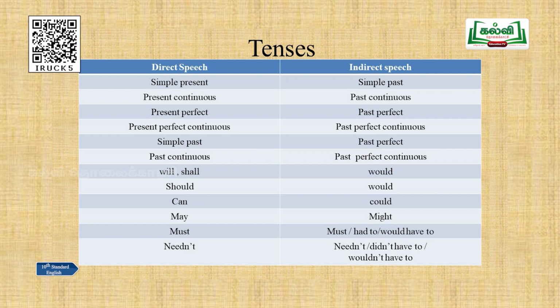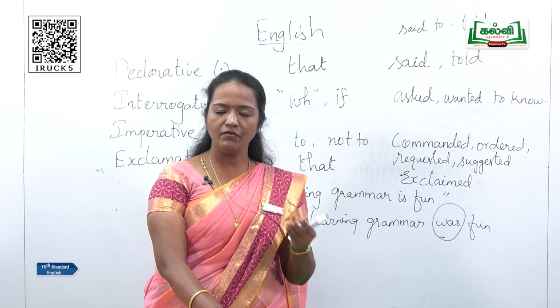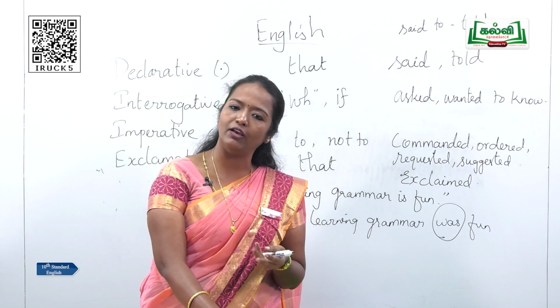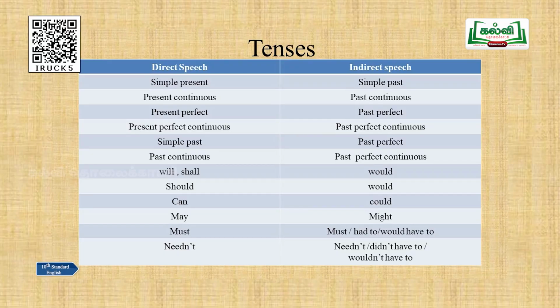Will and shall will become would, should will become would, can, could, may, might, must will become either must or had to, would have to. If it is an obligation, you will have to change it into had to. And when we are referring to future action, we will have to use would have to. And needn't becomes needn't, it can remain the same, or didn't have to when we are talking about past, and wouldn't have to when we are talking about future. So these are the changes that happen when it comes to tenses.